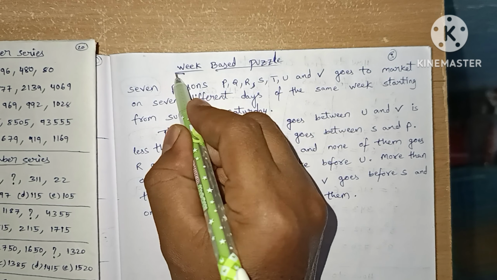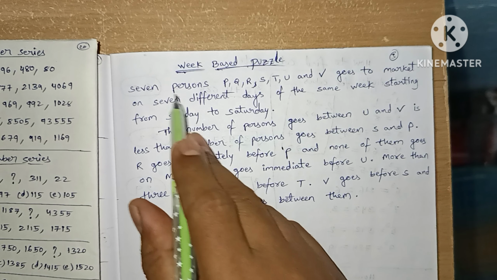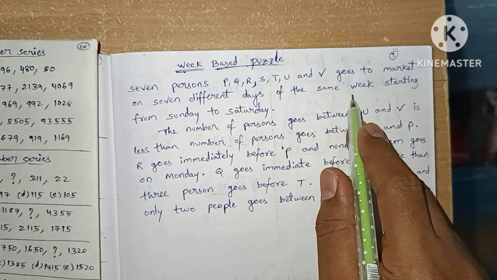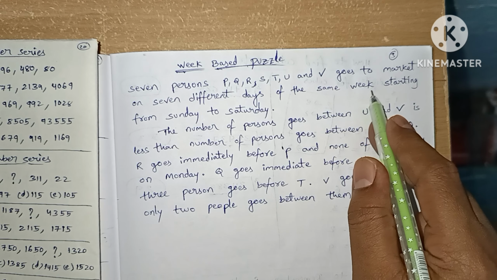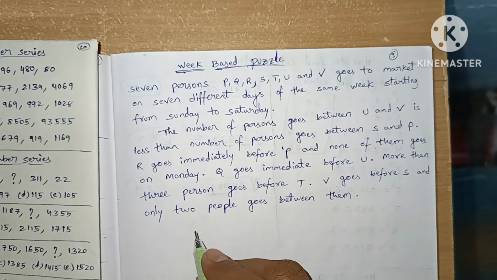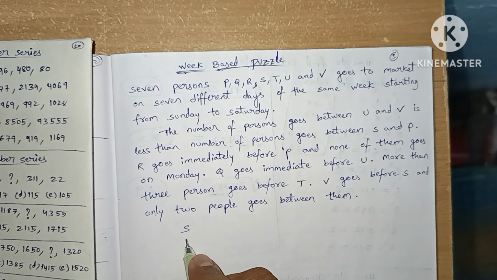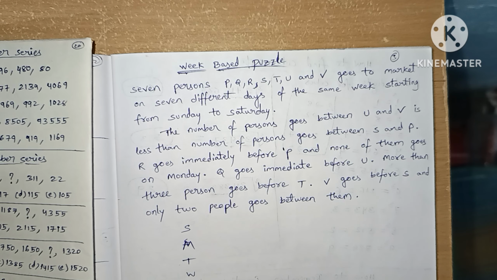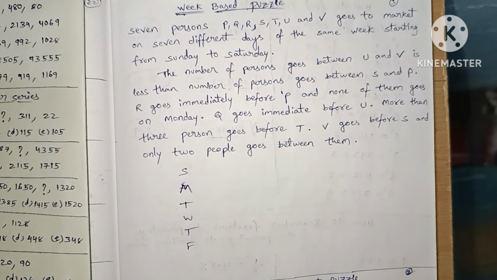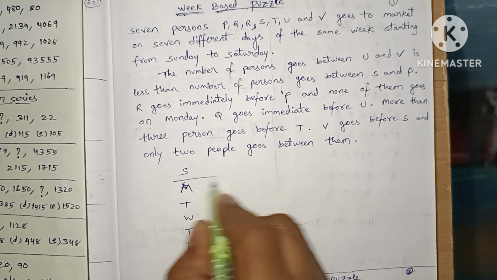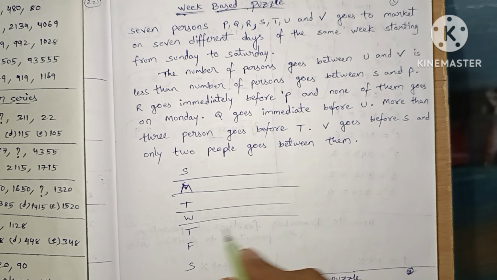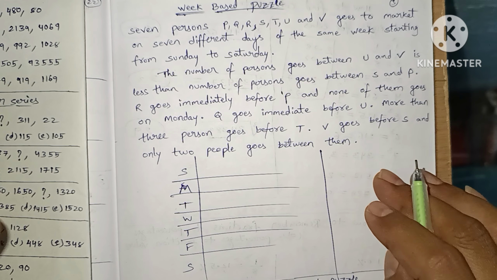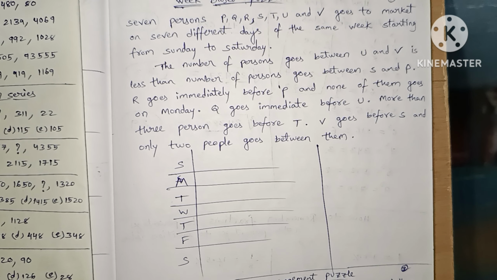Now we are going to see a week-based reasoning puzzle. 7 persons are going to the market on 7 different days in the same week, starting from Sunday to Saturday. So Sunday, Monday, Tuesday, Wednesday, Thursday, Friday, and Saturday. Let's take the possibilities. Let's write the rough statements on the side. Okay, let's see what the question is.